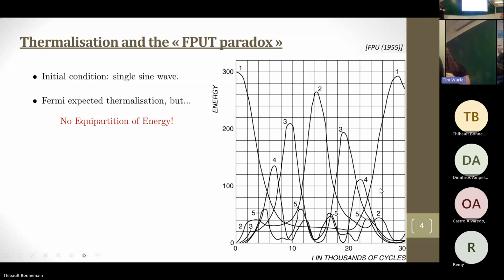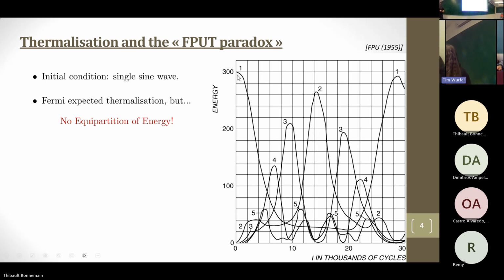This figure is taken from the original paper from 55. And who is this last person? It's Tsingo. She was not an author of that paper. She was in the acknowledgements, but she was the one who did all the simulations. So retroactively, she was included. The paper was published in 55. The simulations were made in 53, but the publication got delayed because Fermi died in 54. That's why there's a 2-year gap between these two.